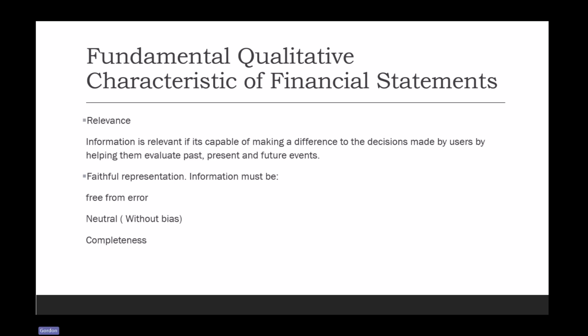So the definition says an asset is a resource controlled by an entity as a result of a past event and from which future economic benefits will flow to the entity. So if you have an item and it doesn't comply with this definition, it is not an asset. Does that make sense? Very, very important.